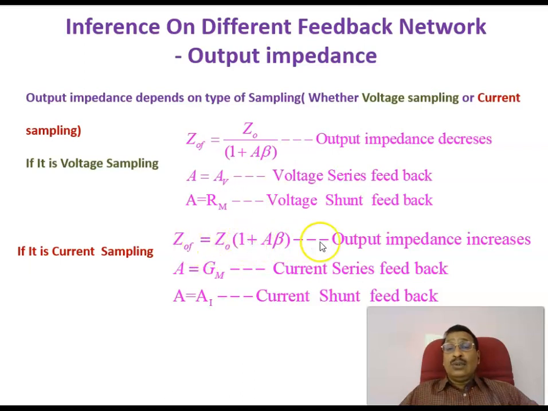Zof equals Zo into 1 plus A beta, if it is a current sampling. And if it is a voltage sampling, the output impedance is decreasing. Therefore, the type of the sampling will be deciding the output impedance of this feedback network, and the type of mixing will be deciding the input impedance of the feedback network.